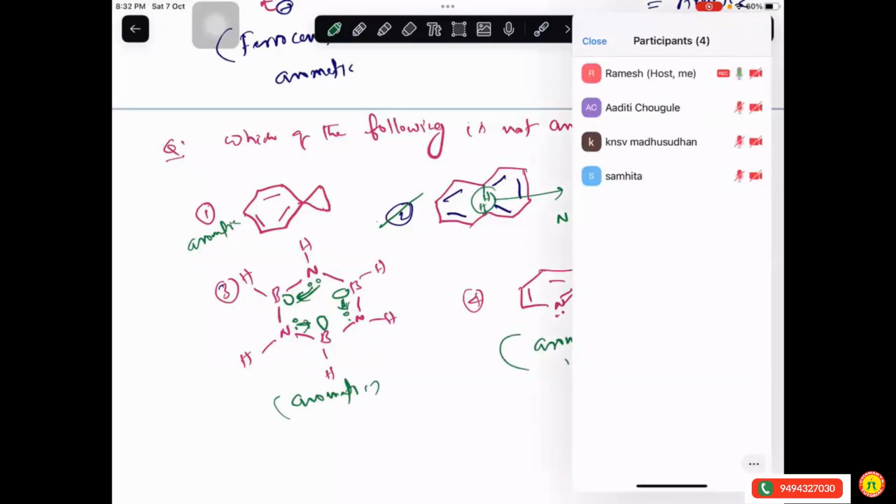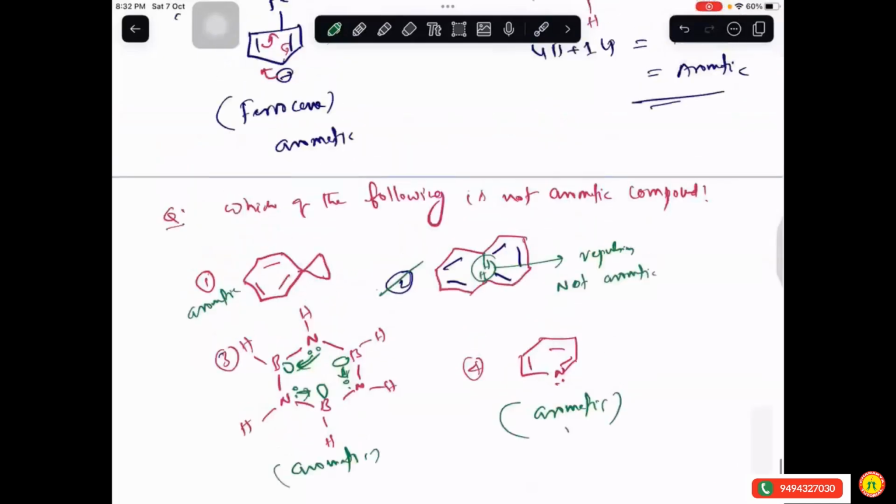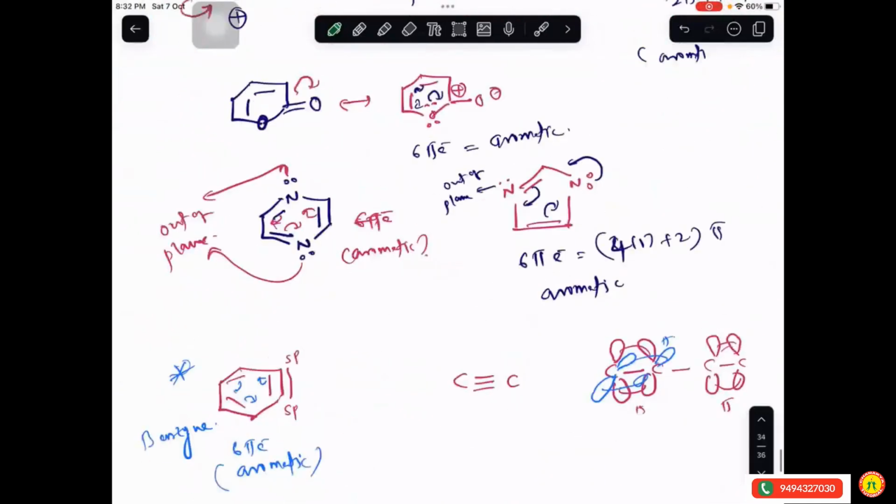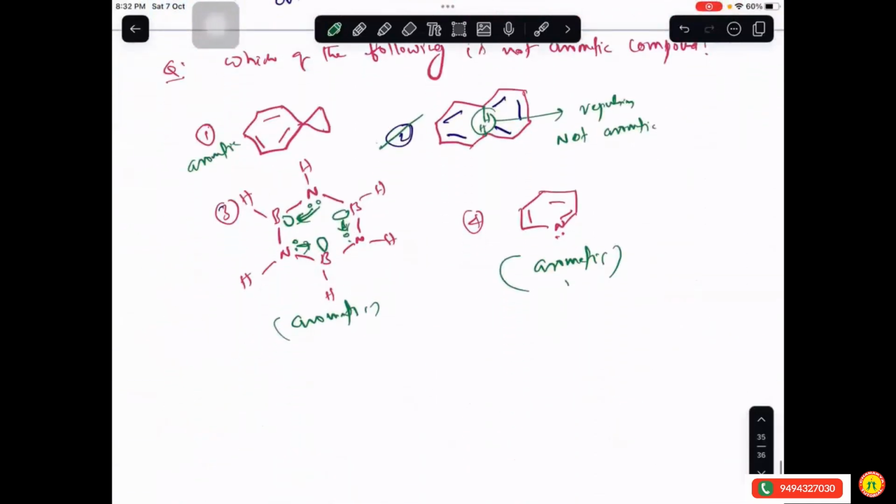Yes, sir. Very, very important molecules. Generally, frequently, they are asked in the exam, okay? This is all about aromaticity. The remaining molecules, you practice from any book.